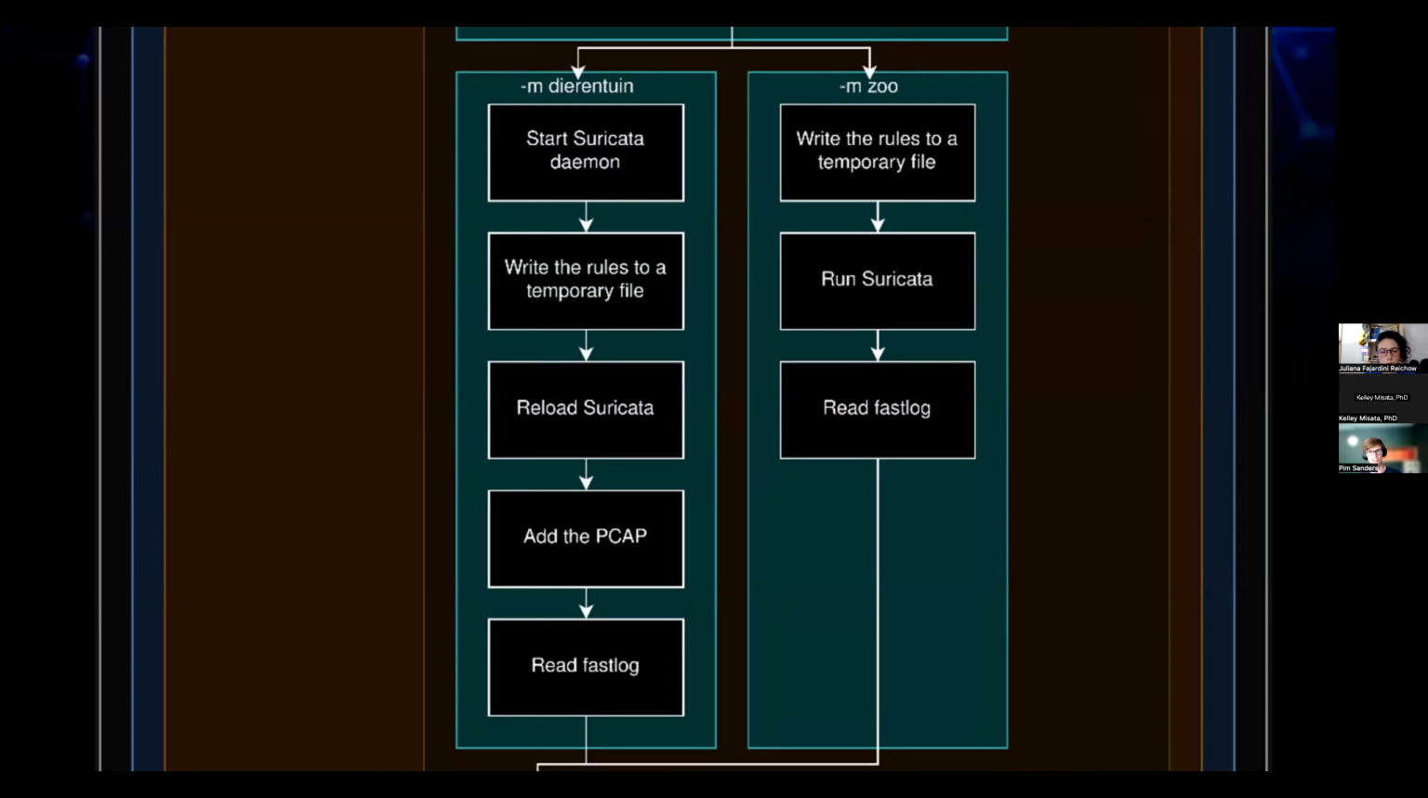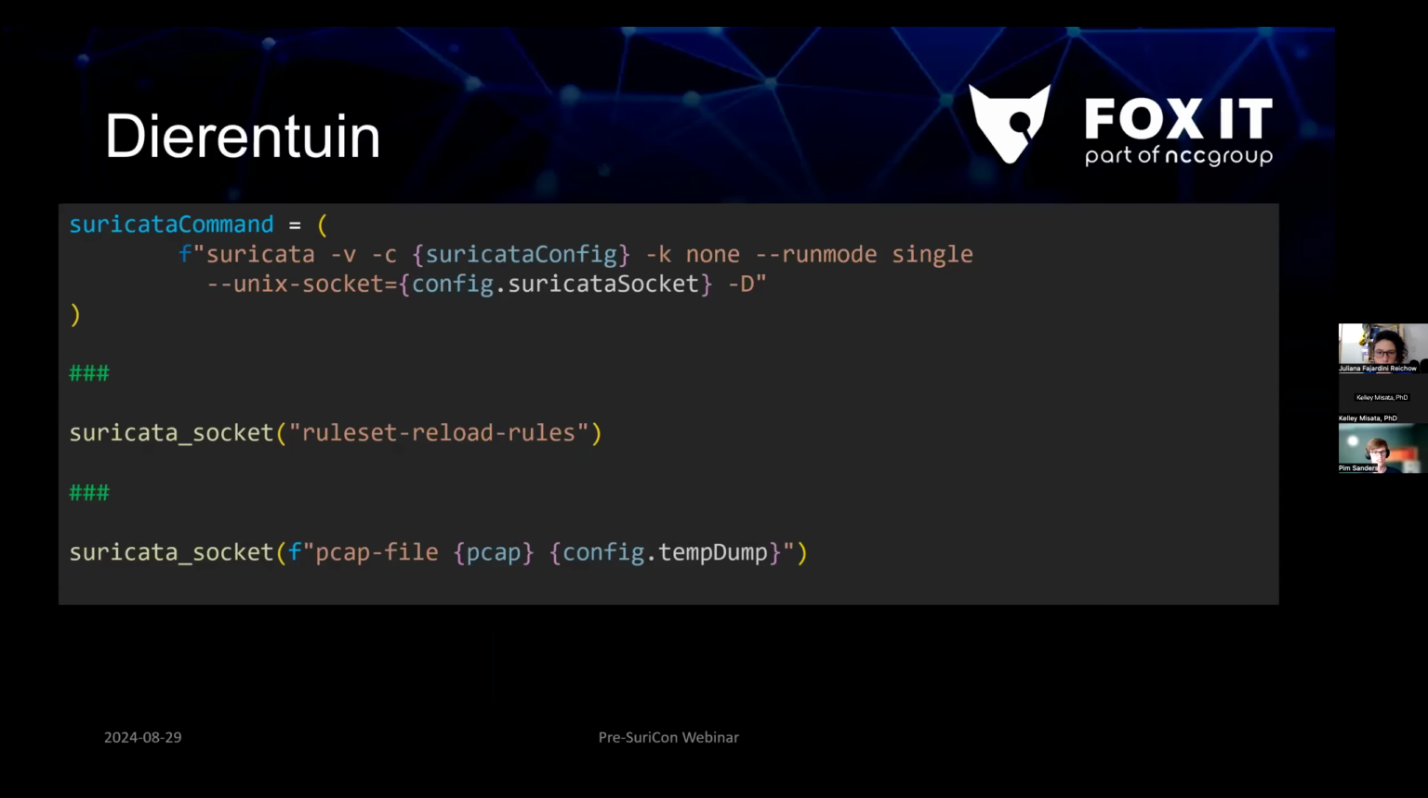If Zoo is started, it will write the rules to a temporary file. It will run Suricata in replay mode, so no daemon is needed, and it will read the fast log as well. For Dierentuin, this looks as follows.